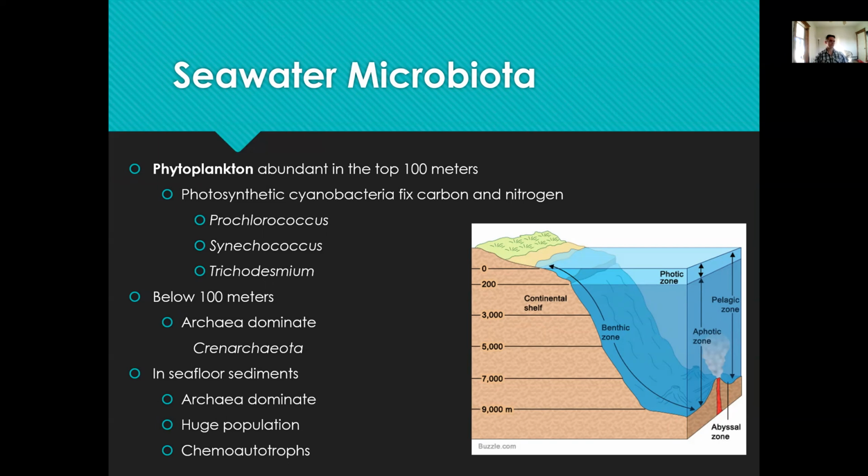First, we're going to talk about phytoplankton, which you will find in the top 100 meters of the ocean. Here you can see the depths. In this top portion, also known as the photic zone, you will find photosynthetic cyanobacteria that can fix carbon and nitrogen.